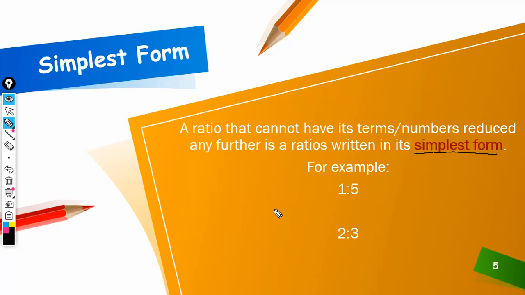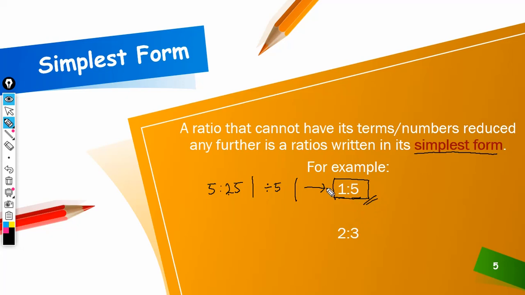So let's say, for example, we have a ratio of 5 to 25. You divide both sides, kamu bagi keduanya with 5, so that you get 5 divided by 5 is 1 and 25 divided by 5 is 5. You cannot divide this any further, so this is the simplest form, bentuk paling sederhana.